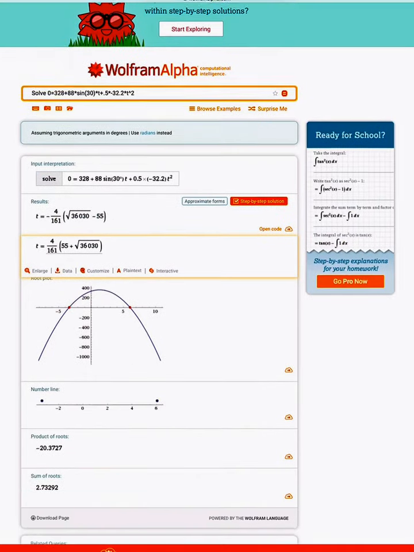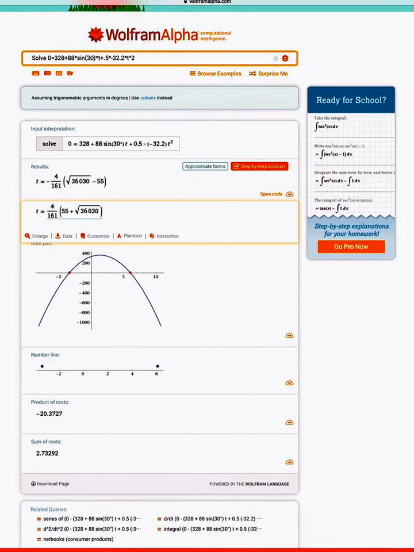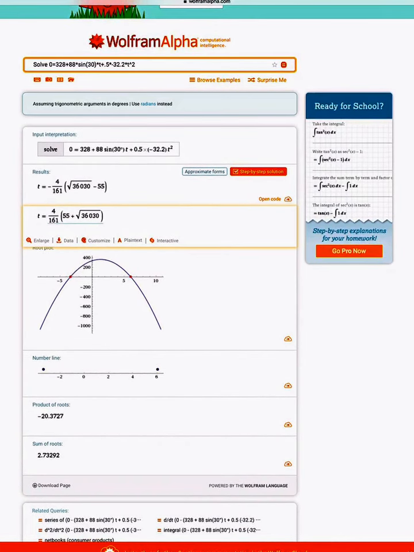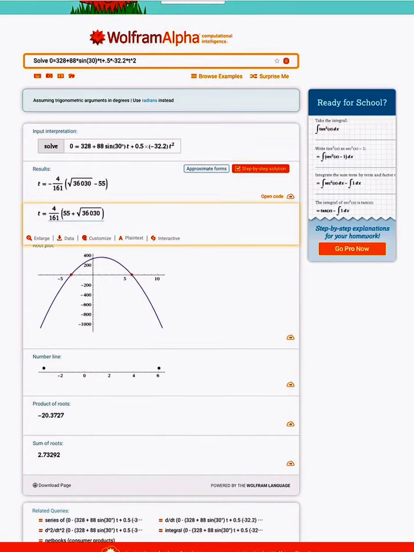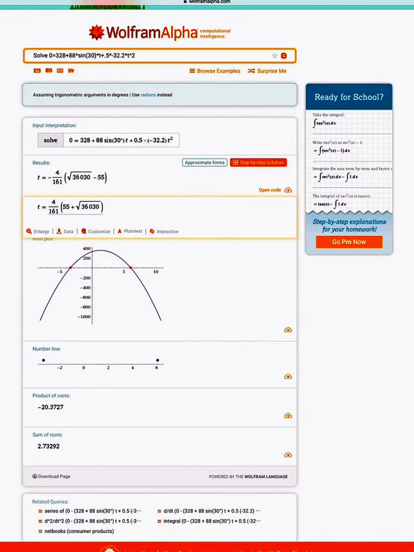If we look at the number line here, there are two answers because it's a quadratic. I have 6 seconds, or I have negative 3.2 seconds. I think we want this to happen at 6 seconds. We don't want it to happen before we've launched the ball. So this is 6 seconds, and if we put in 4 over 161 times the quantity 55 plus the square root of 36,030, we would get this 6 seconds.